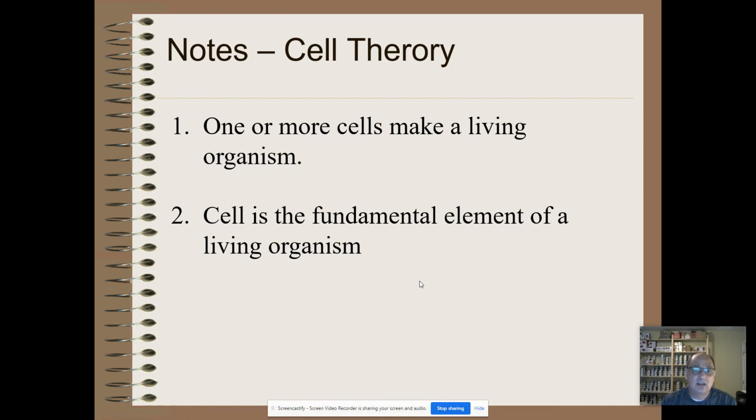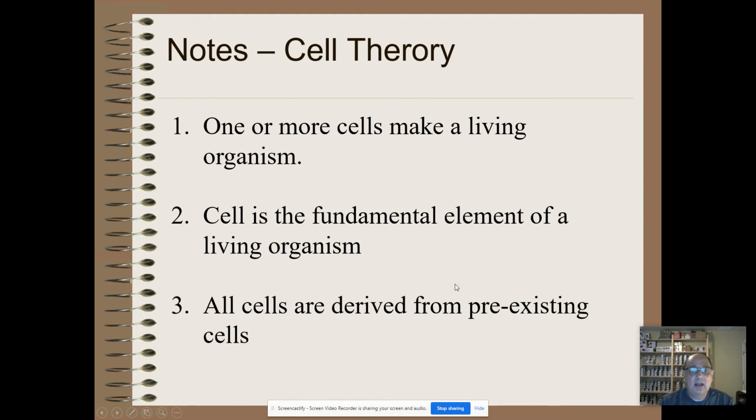Number two is cells are the fundamental element of all living organisms. Without cells, you can't be a living organism. All things are made of cells. So all trees, all plants, all bugs, all people, all animals are made of cells. And then finally, number three, and if I'm going too fast, you can pause the video at any point. All cells are derived from pre-existing cells.